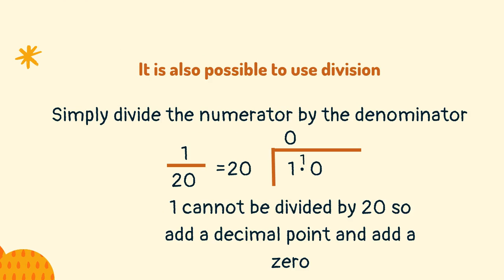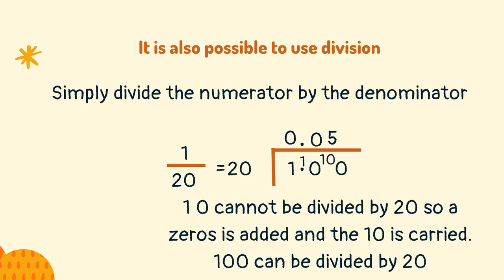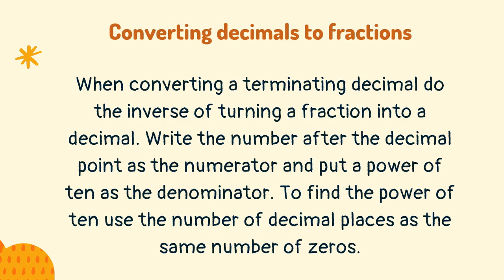If a calculator is not allowed, then a fraction can be turned into a decimal by dividing using the bus stop method. You must keep adding zeros and carrying the remainder until the decimal terminates or until the pattern is apparent. When converting a terminating decimal, do the inverse of turning a fraction into a decimal.